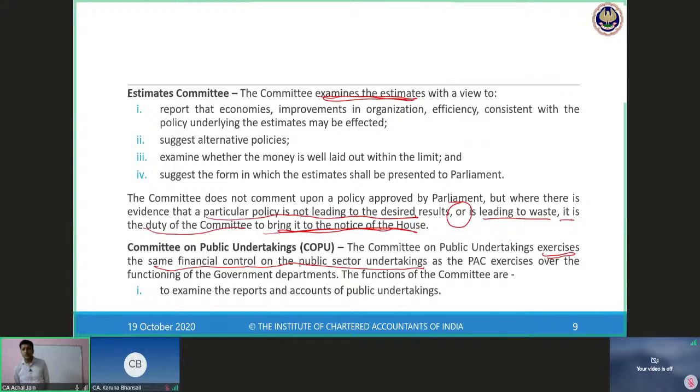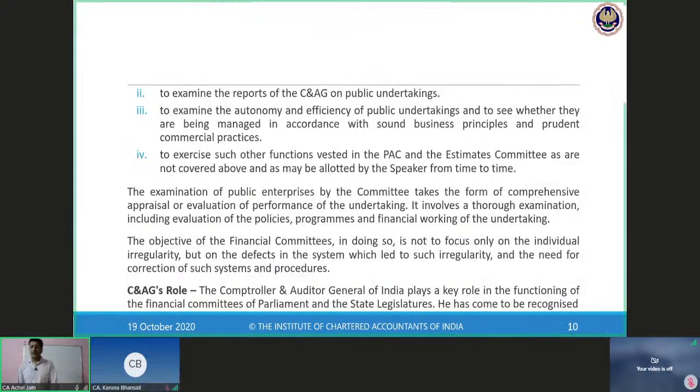To examine reports and accounts of public undertakings. To examine reports of the CAG on public undertakings. To examine autonomy and efficiency of public undertakings, and to see whether they are being managed in accordance with sound business principles and prudent commercial practices. To exercise such other functions vested in the PAC and the Estimates Committee as are not covered above and as may be allotted by the Speaker from time to time. Okay.